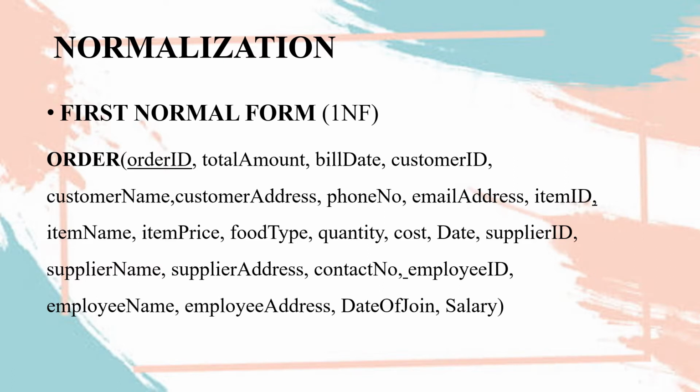Then is about the normalization of the database. In first normal form, they have 24 attributes in the order, such as customer ID, customer name, customer address, phone number, email address, item ID, item name, item price, food type, quantity, cost, date, supplier ID, supplier name, supplier address, contact number, order ID, total amount, bill date, employee ID, employee name, employee address, date of join, and salary. Since there are no repeating groups in each relation and each attribute of the table has a single value, the table meets the conditions of first normal form.